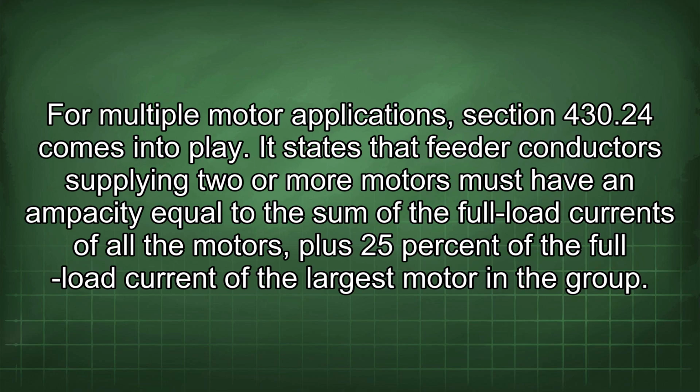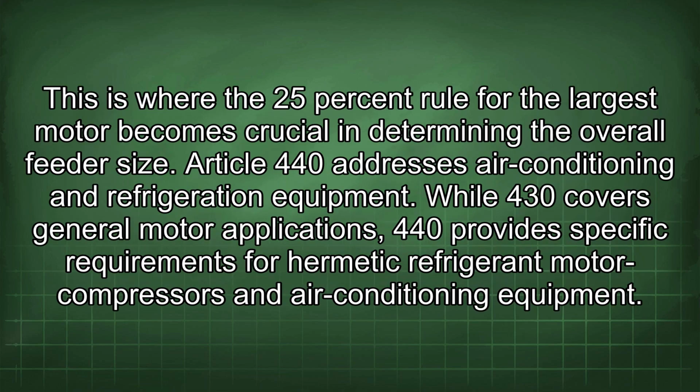It states that feeder conductors supplying two or more motors must have an ampacity equal to the sum of the full load currents of all the motors, plus 25% of the full load current of the largest motor in the group. This is where the 25% rule for the largest motor becomes crucial in determining the overall feeder size.